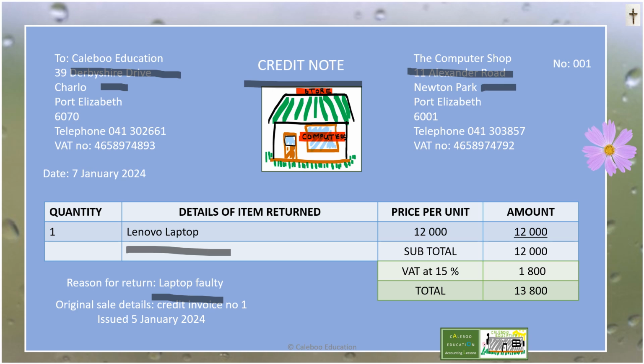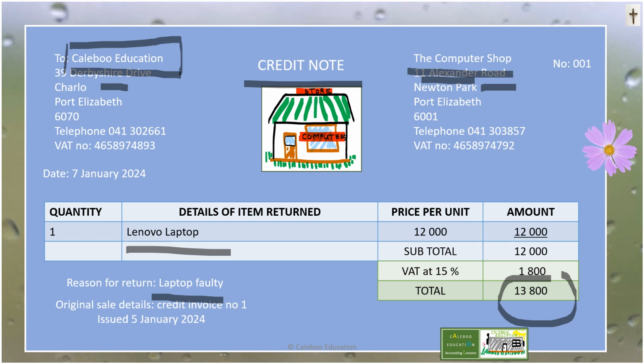And the computer shop agreed on the claim for goods which do not comply with the order by Calibre Education. So they agreed to the return because the returned laptop was faulty. So the computer shop said they would credit our account, Calibre Education's account, with the full amount as the laptop was faulty.